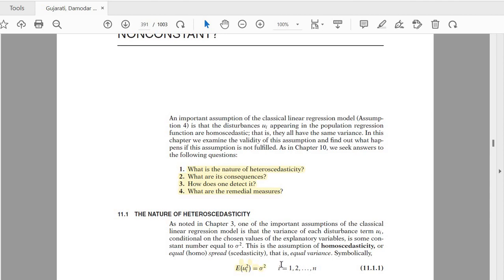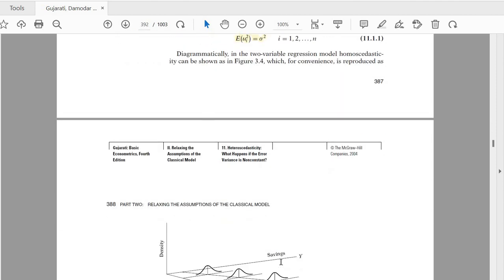But if we look at the practical scenario, it does not happen that this variance remains the same. It depends on the nature of the problem. In some problems we have variability in the variance of ui, and that is called heteroscedasticity. It exists by nature, but the consequence is that we cannot apply the OLS technique to data which does not have homoscedasticity. So the first thing we have to see is what the reasons are for the variability of ui, the heteroscedasticity problem. Let's go through the pages of the book and see.